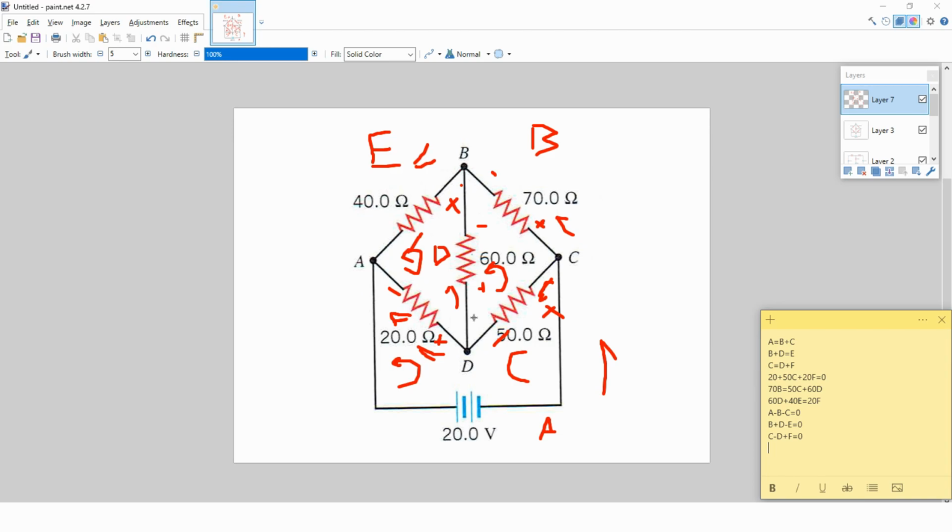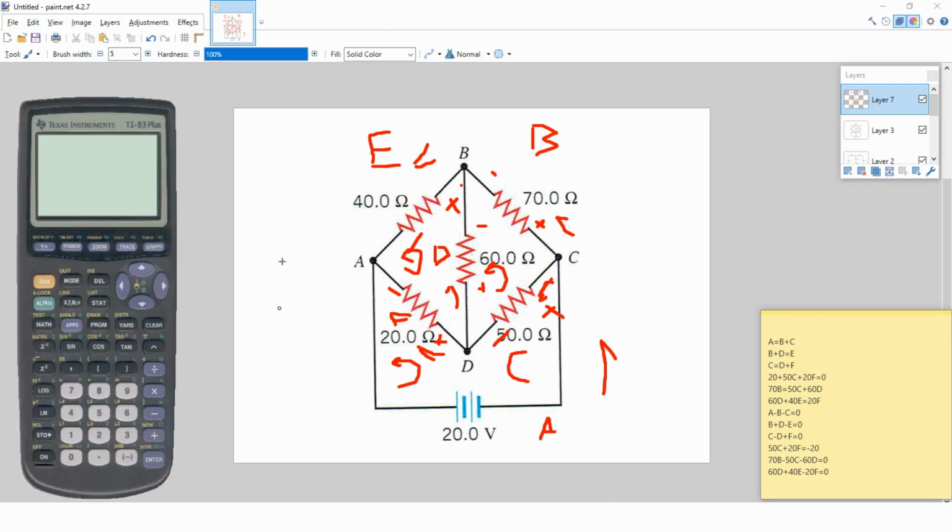We have, gonna put this on the side, 50C plus 20F is equal to negative 20, 70B minus 50C minus 60D is equal to 0. Finally, 60D plus 40E minus 20F is equal to 0. So A is equal to 0. Okay, we have our system of equations. This is a lot of equations, but that's okay. It should work out.